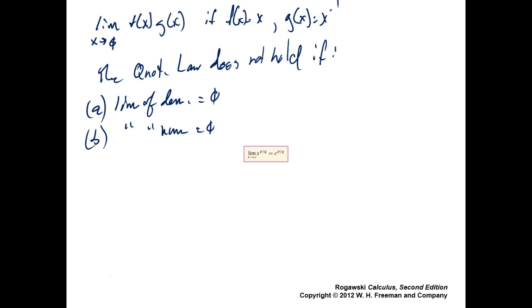Which one makes the quotient law not work? A, of course, because it's the denominator that can't be 0. The numerator doesn't matter. Okay? And sure enough, 3A is correct.